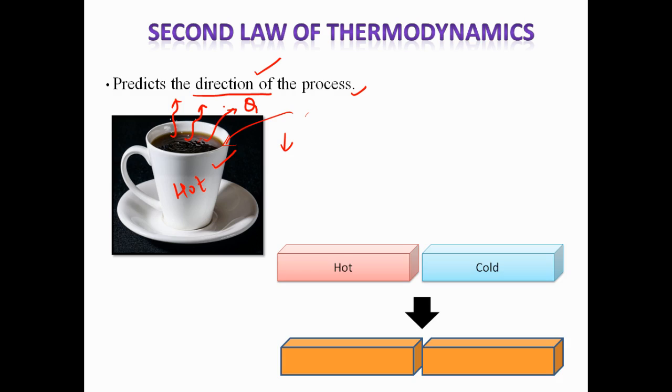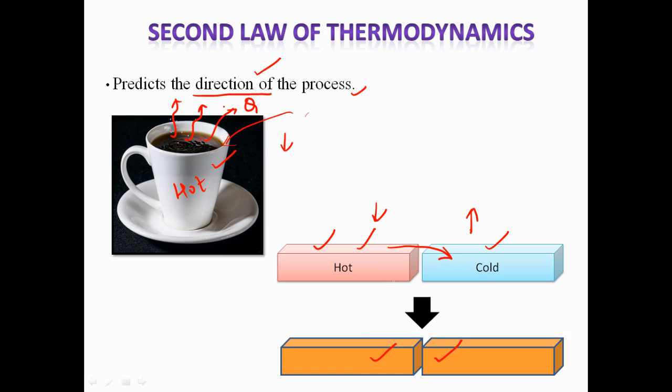Now let's take one more example. Here there are two blocks. One is hot, one is cold. When these two blocks are brought in contact with each other, what will happen after some time? The hot block will transfer heat to the cold block, so the hot block is going to lose its internal energy, and the internal energy of the cold block is going to increase. Overall, the energy will remain constant, and after some time they are going to attain the same temperature, right? So they are going to have the same internal energy.